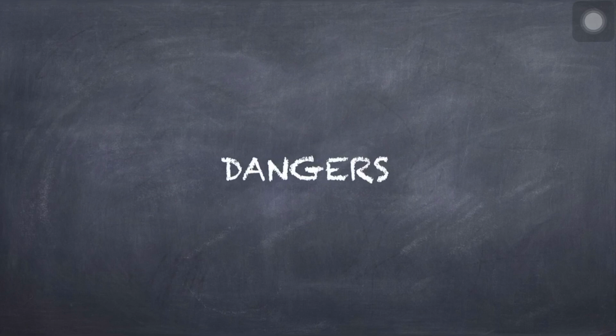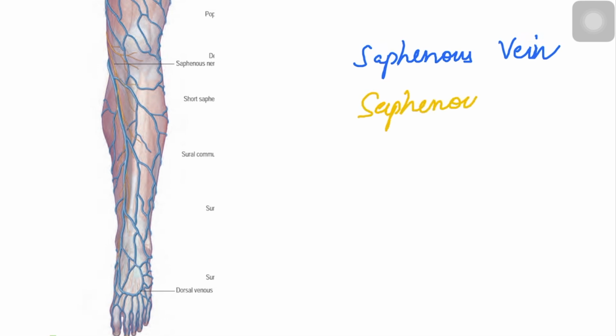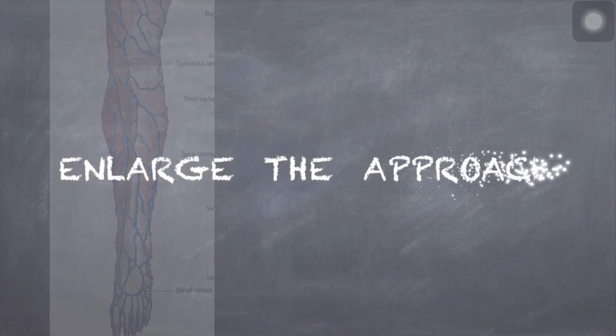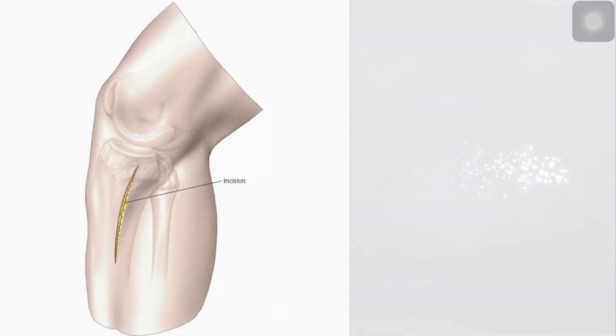So dangers in the approach are the saphenous vein and saphenous nerve. We have already discussed in the superficial dissection that they lie above the fascia, just anterior to the approach. We need to identify them and preserve them.